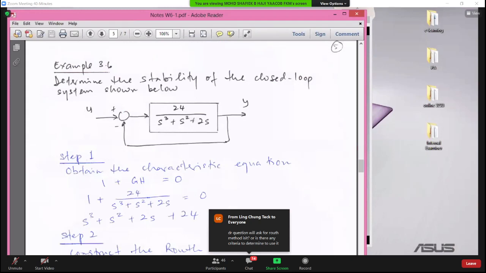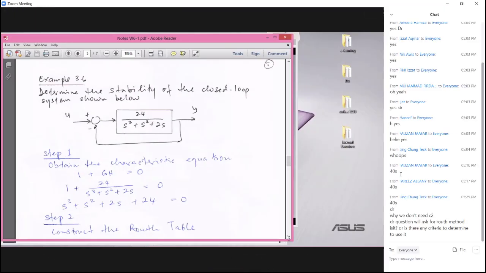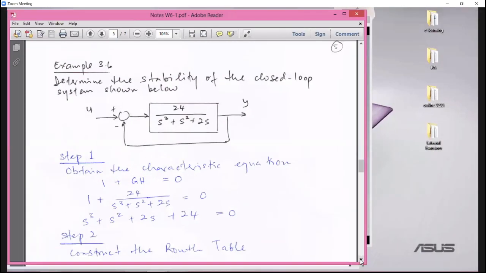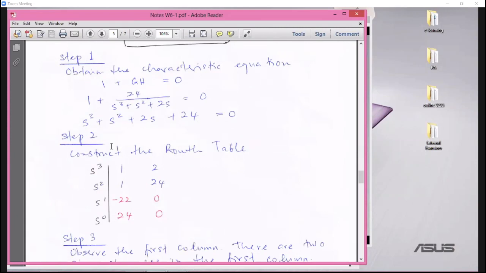Okay, now this is example 3.6. A typical example, a typical question in your exam. In the process of being too eager to construct the Routh table, you just take s cubed plus s squared plus 2s equals 0, and then you go on from there. No, don't make that mistake. First, obtain the characteristic equation, which is 1 plus GH equals 0, and then construct your Routh table. Fill in the coefficients from the characteristic equation.